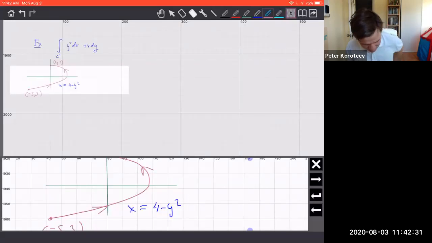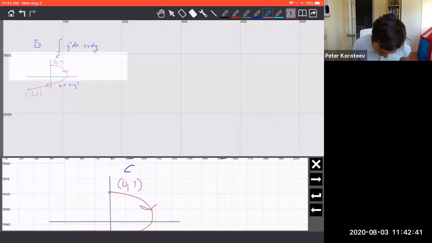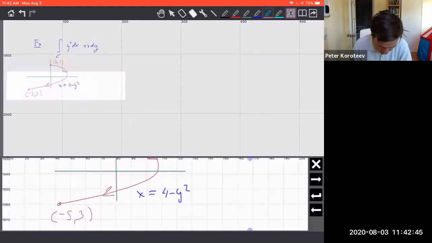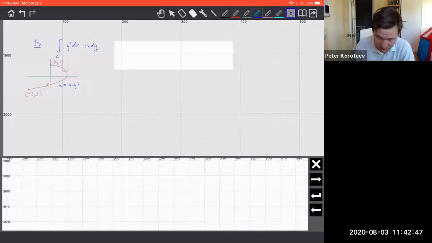For the sake of the argument, let me flip the direction. So the direction will go this way. We're integrating from this point to that point. Well, let's find the parameterization.